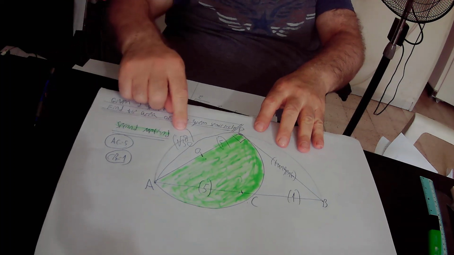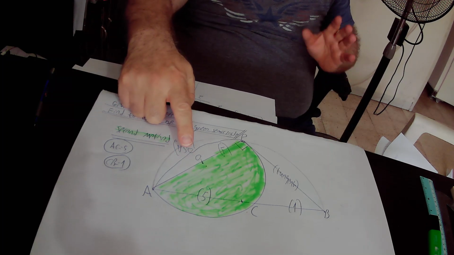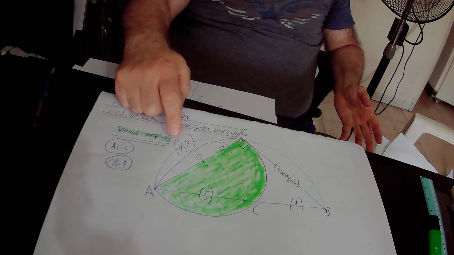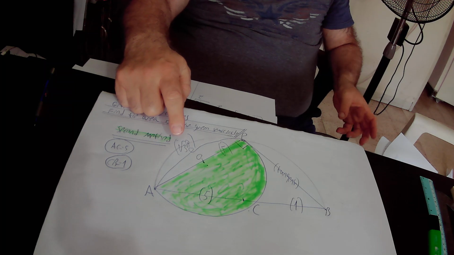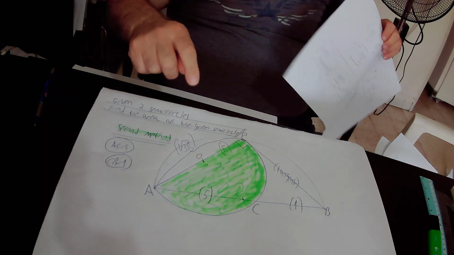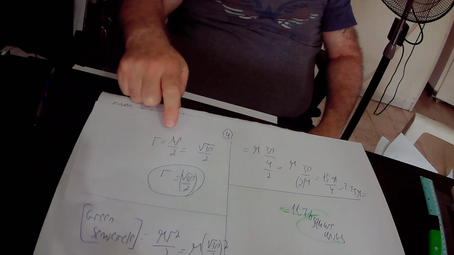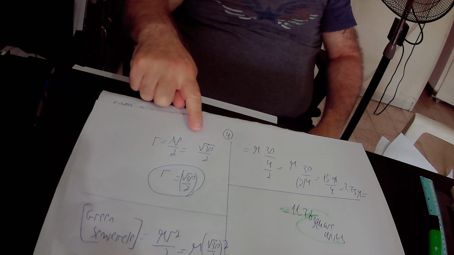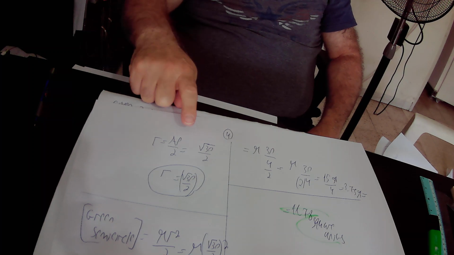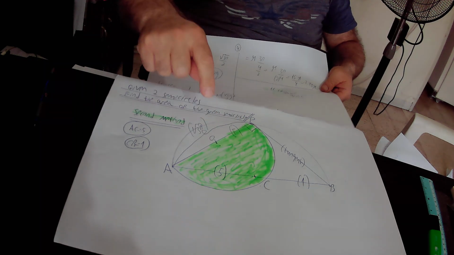AP equals the square root of 30 units in length. AP is the diameter of this green semicircle. If the diameter AP equals the square root of 30 units, the radius must be half of it, the square root of 30 over 2. Again, the radius of this semicircle, R, equals the diameter AP over 2. So the radius R of this green semicircle equals the square root of 30 over 2.